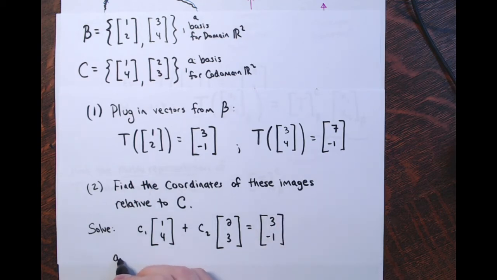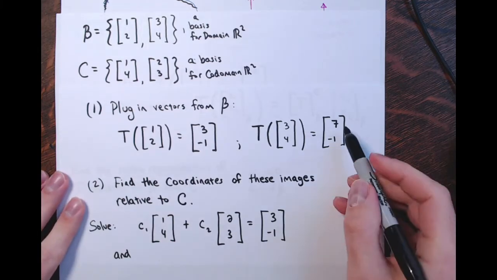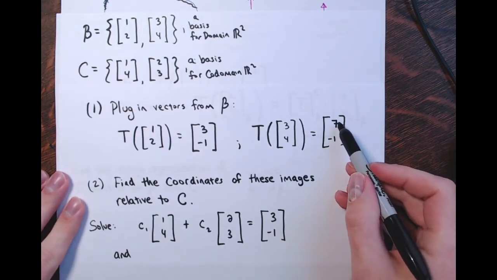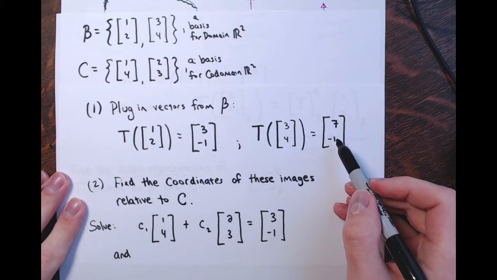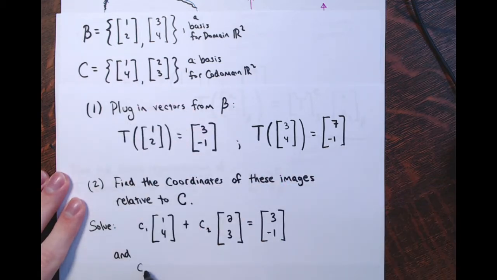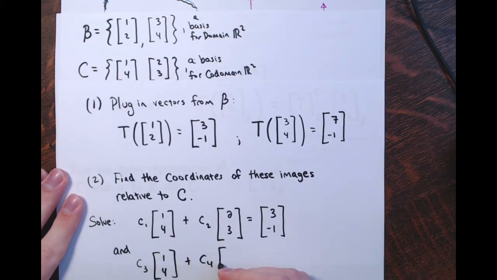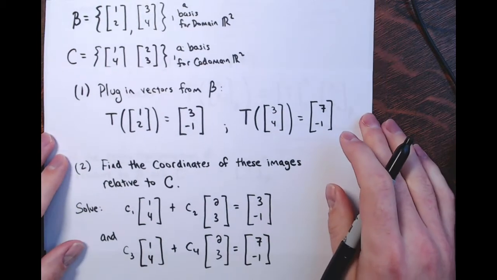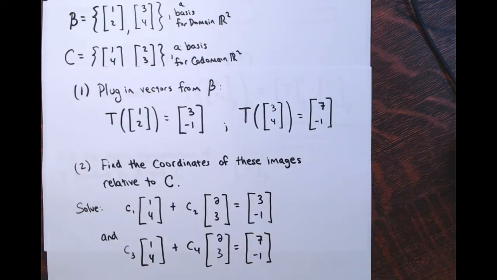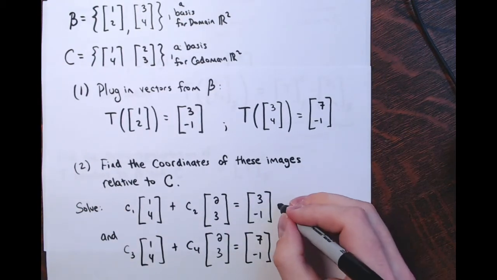But at the same time, I would also like to find the coordinates of this vector. What are the coordinates of 7, -1 relative to basis C? So I say C3 times 1, 4 plus C4 times 2, 3 equals 7, -1. And you solve these separately, but what I'm going to do is put these together.